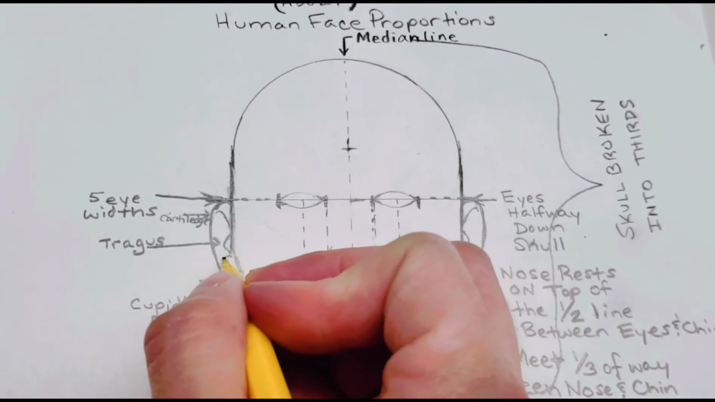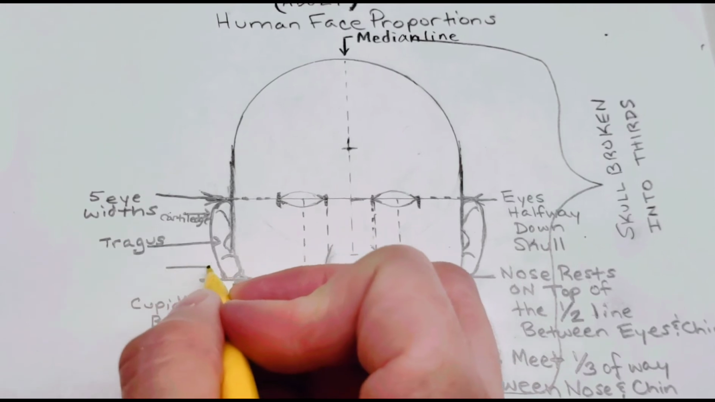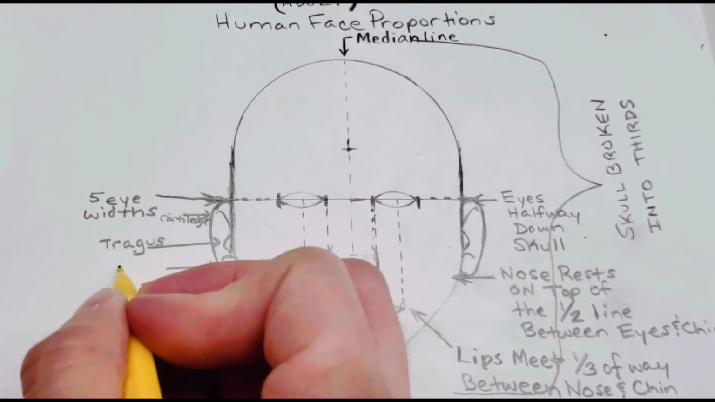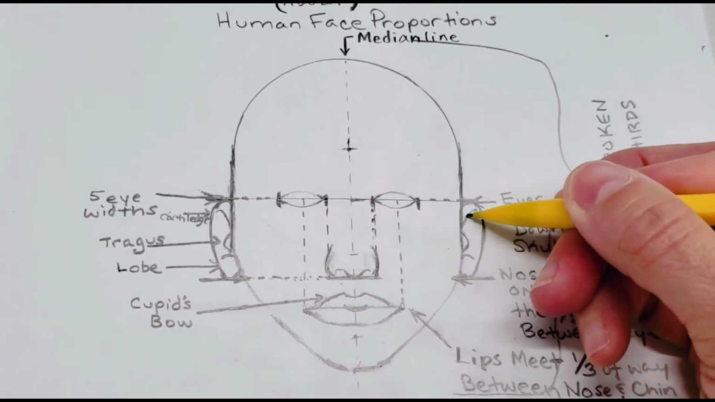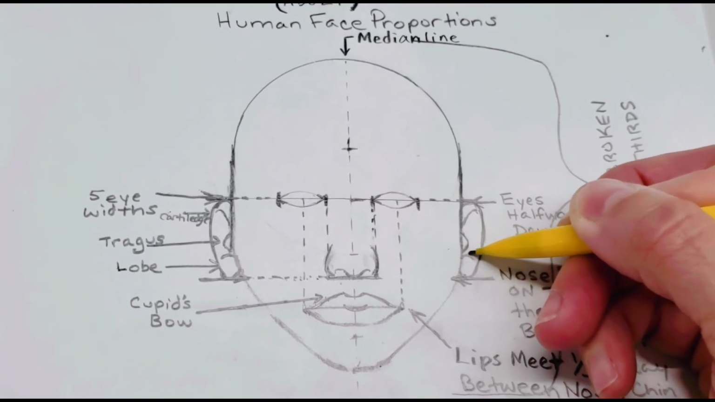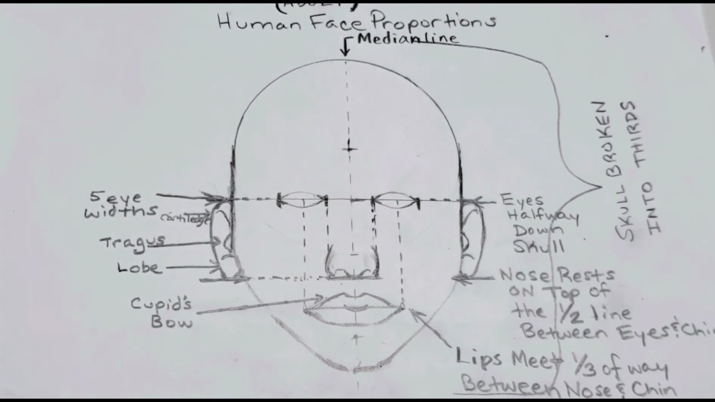And then you have this lovely little fatty part down at the bottom. Anybody know what that is? That's your lobe. It's just a little curved line for your lobe. So if you include those things, the cartilage curve, the tragus curve, and the lobe curve, then you're going to have a pretty good looking ear.